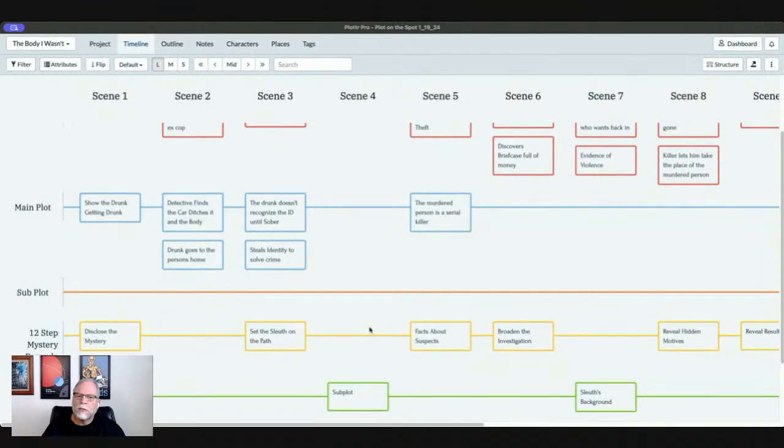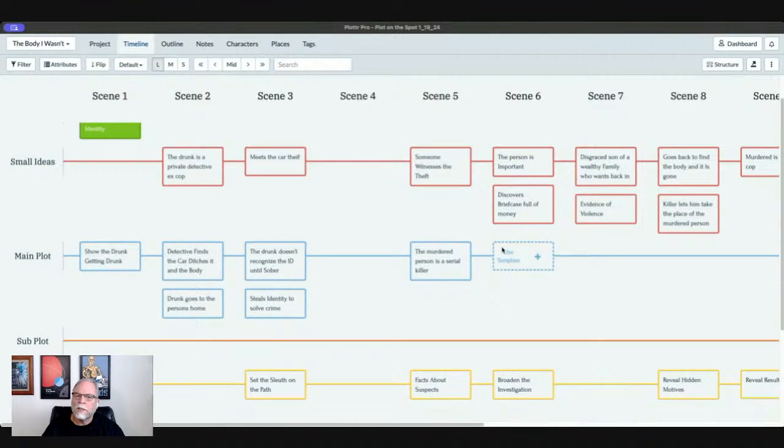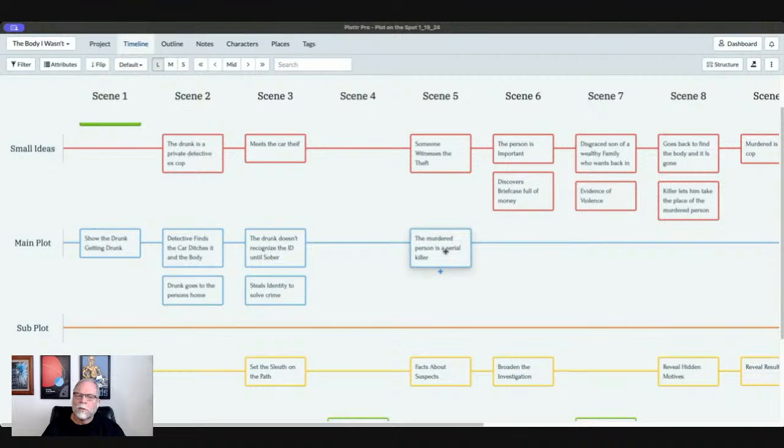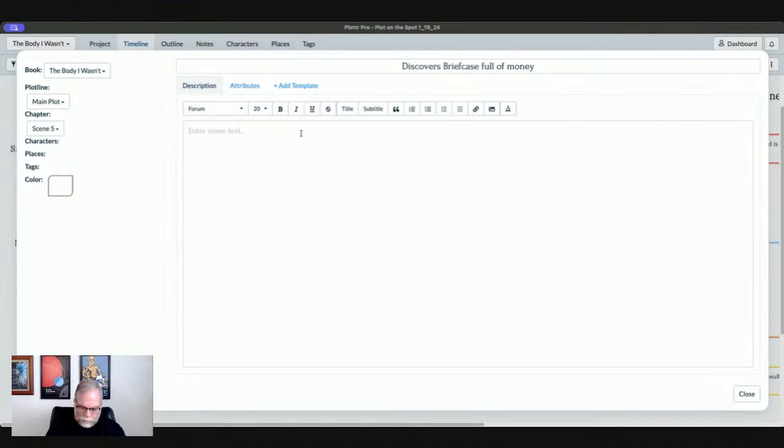We'll try to do this so you can see the 12-step mystery formula and the main plot at the same time, right? We've got some space here for a subplot, but we haven't decided what that is yet. Now, the murdered person being a serial killer would be interesting, and it would also be interesting for the detective, who's a private detective, to discover a suitcase of money. Because what this produces is conflict, right?